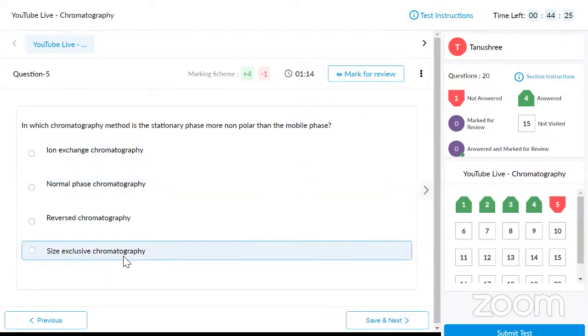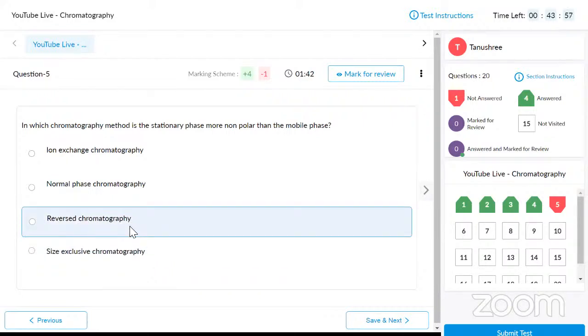As for size exclusion chromatography, as the name suggests, the chromatographic separation is based upon size. So different sized molecules are separated differently. Smaller molecules will leave the column faster compared to the larger molecules, since the larger ones will face hindrance. So size exclusion chromatography is also not incorporating a non-polar stationary phase, because the separation is based on size, that is a sieving technique. So our only possible option is the third, reverse phase chromatography.